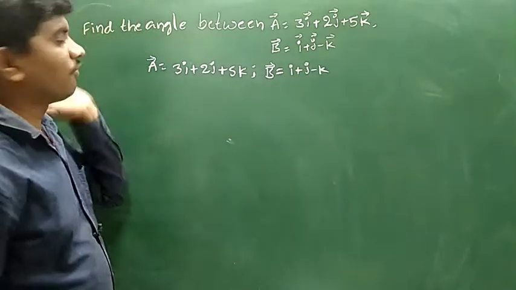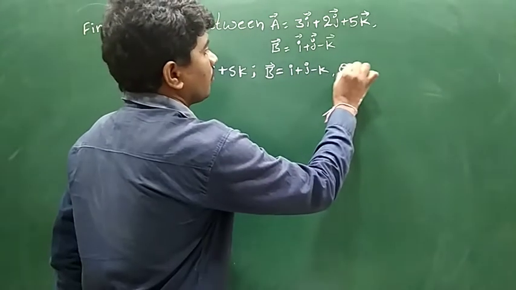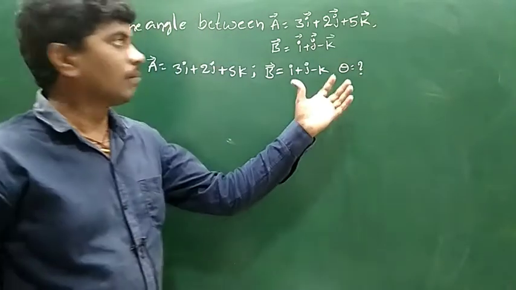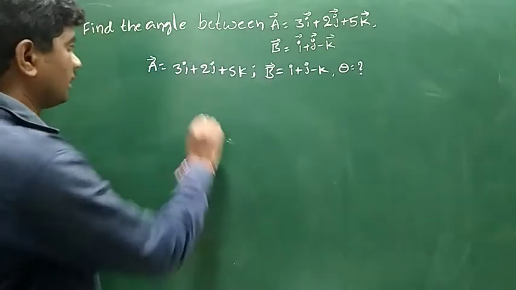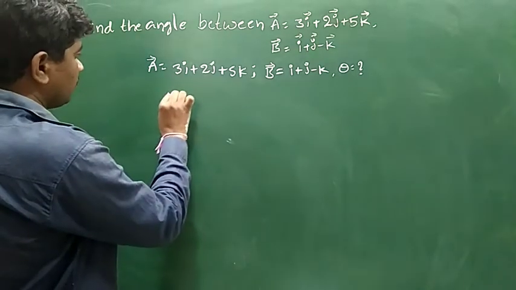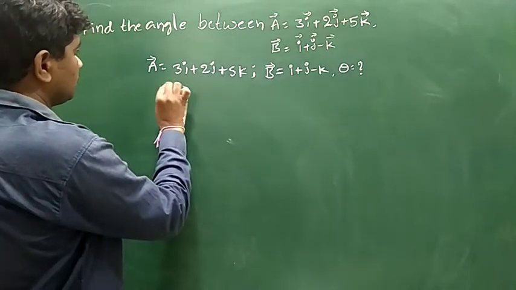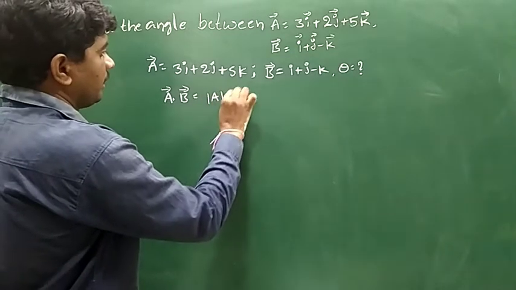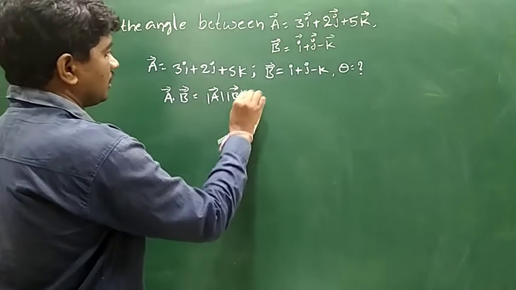Now finally, find out the angle theta. How much? The formula of the dot product: A dot B equals mod A mod B cos theta.